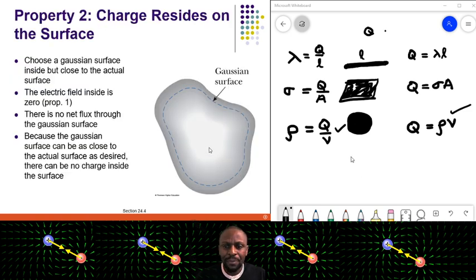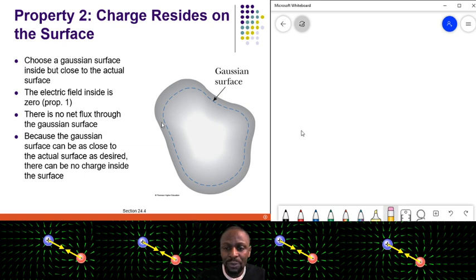Because the charges reside on the surface, if we draw a Gaussian surface inside that surface, there will be no charges inside here, because the charges reside on the surface. As a result, if you don't have Q, therefore you don't have electric field. Why am I saying so? Because for us to have the electric field, let me just consider the magnitude, we need to have Q. There must be Q for us to have the electric field. So if there's no Q, the electric field is not there.